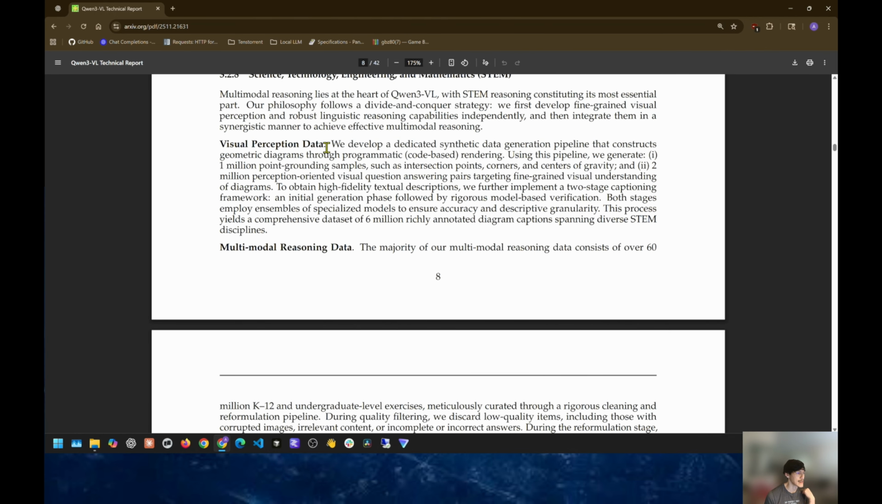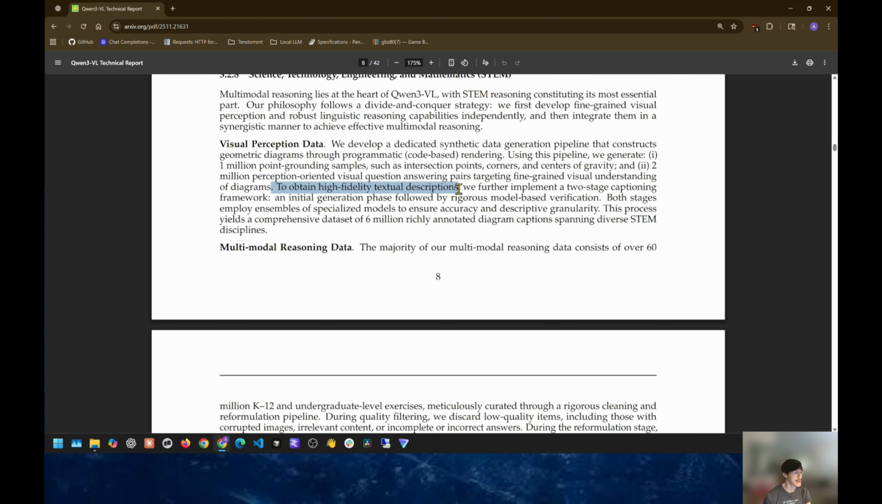Visual perception data. We developed a dedicated synthetic data generation pipeline that constructs geometric diagrams through programmatic or code-based rendering. Using this pipeline, we generate 1 million point grounding samples, such as intersection points, corners, and centers of gravity, and 2 million perception-oriented visual question and answering pairs targeting fine-grained visual understanding of diagrams.